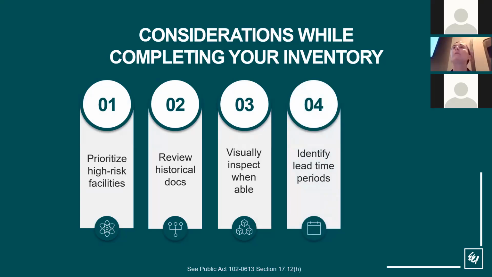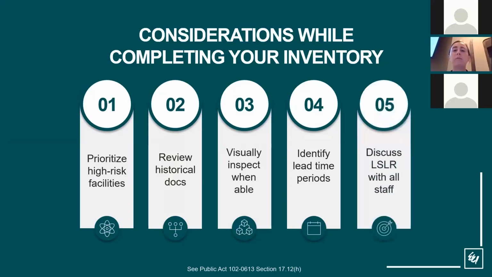And fourth, a really helpful one that we've seen is identifying a lead time period in your community. This would be a year or time period when you know that lead service lines were being installed in your distribution system, establishing that cutoff date. We'll give you some examples of communities that have done that. And then finally, discussing lead service line replacement with all of your staff. This includes plumbers, contractors, anyone who's involved in lead service line replacements in your community, as they have potentially valuable information to bring to this process.